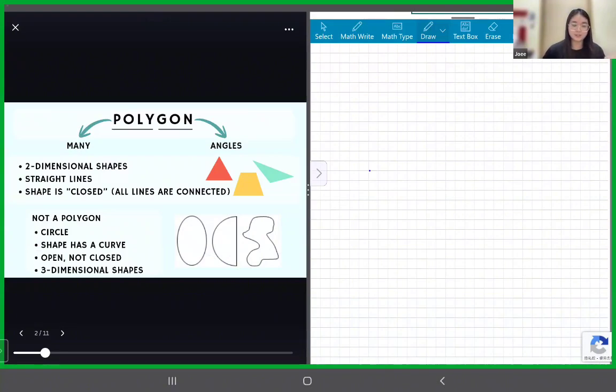A polygon is a two-dimensional shape made by straight lines, and the shape is closed, which means all the lines are connected. So you all need to remember the shape must be connected and closed. This is called a polygon. So what is not a polygon? Circle is not a polygon. A shape that has a curve is not a polygon, an open or not closed shape is not a polygon, and a three-dimensional shape is not a polygon. Beside here are three examples that are not polygons because these three are shapes that have a curve.